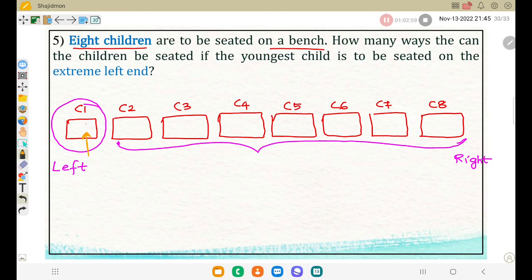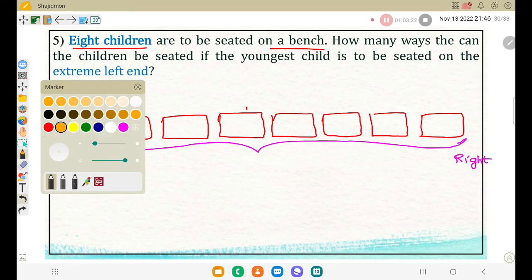Only the youngest one, correct? So only one person can sit here. That is the youngest child, correct? Out of the 8 children, only the youngest one can sit here. Okay, I am erasing this one, because now I am arranging it like seats.